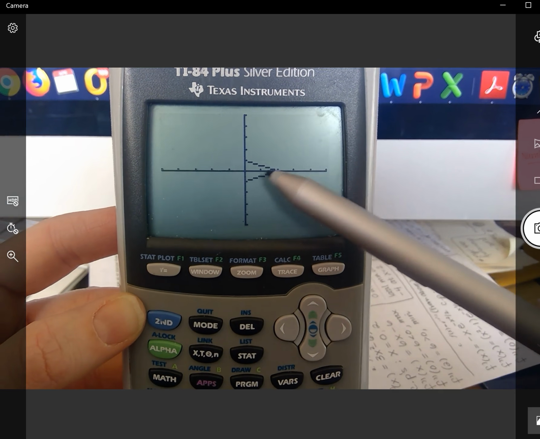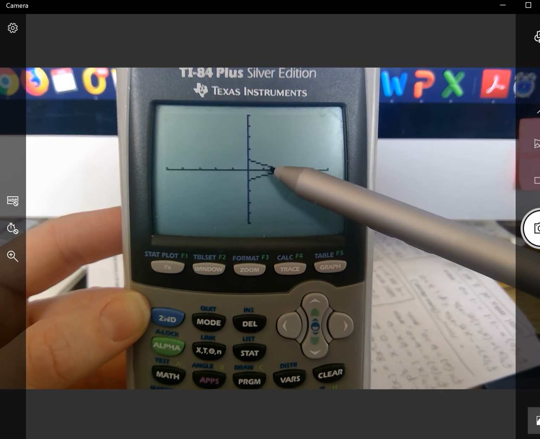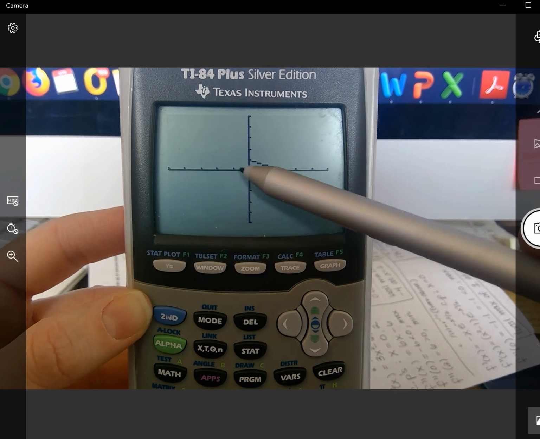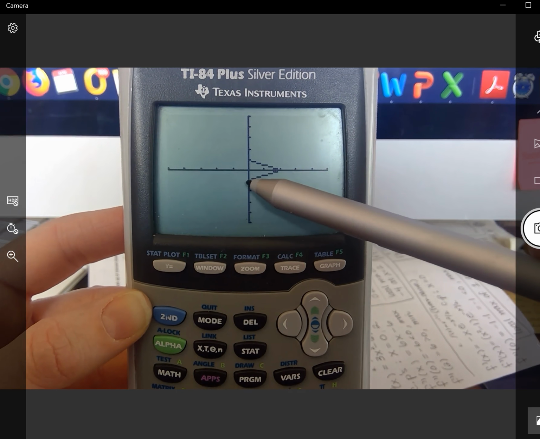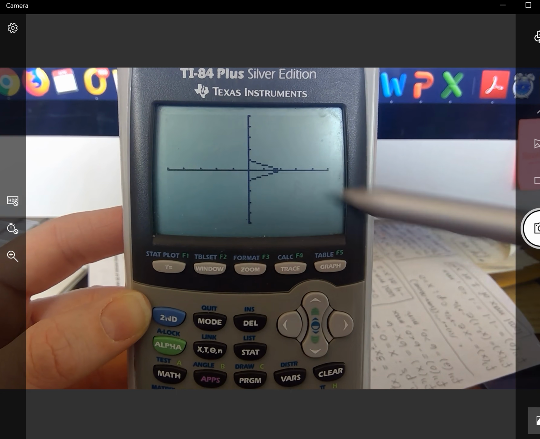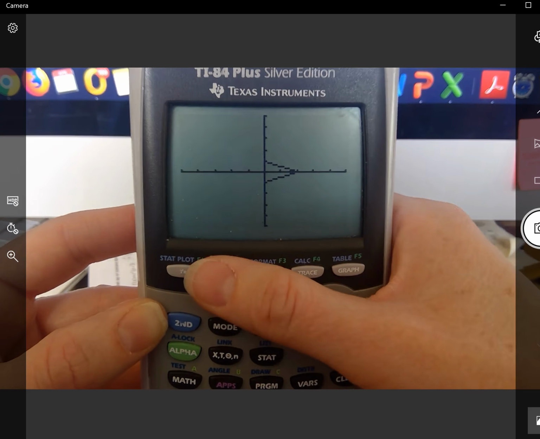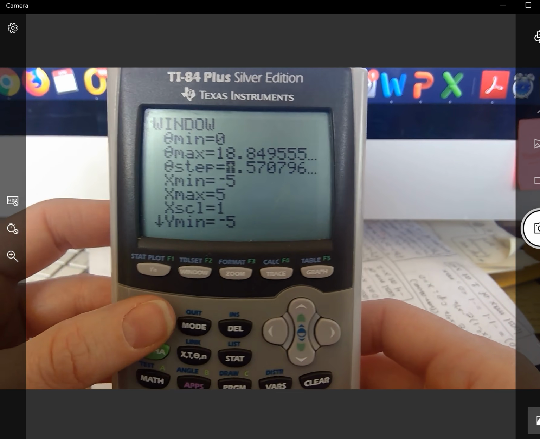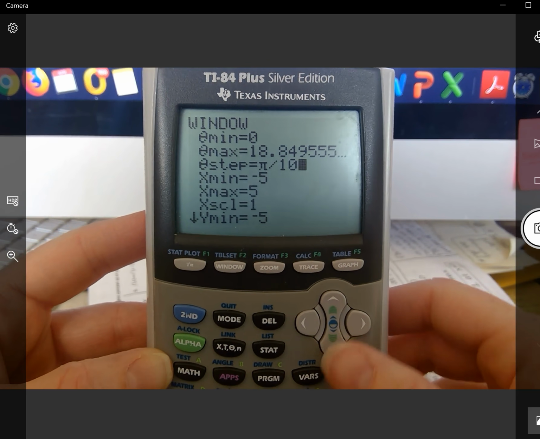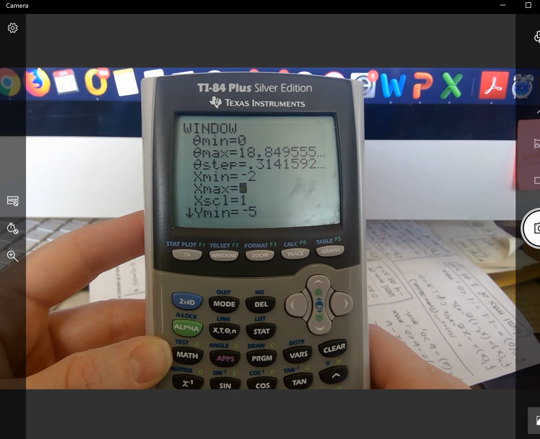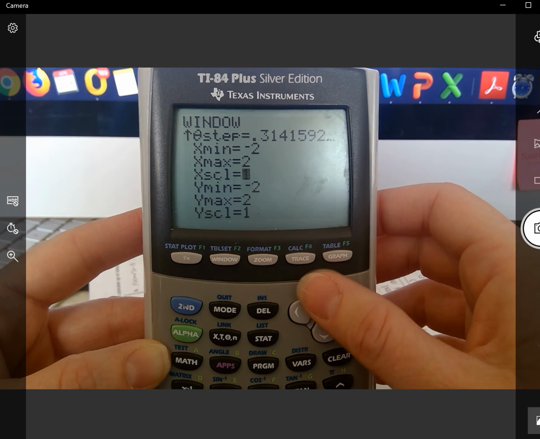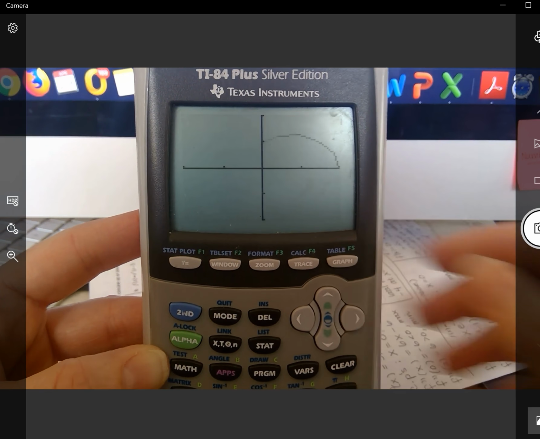Now, the problem with this is I asked it to find my values only every pi over 2. So it's finding them at 0, pi over 2, pi, and 3 pi over 2. And it's plugging in those points, and then it's just connecting the dots of only those 4 points. So when I go to window, I need to make that smaller. What if I did every, now I don't want to freak my calculator out, but let's do every pi over 10. And then I think we can go -2 to 2, -2 to 2. And we'll do pi over 10. That should give us a nice curve.